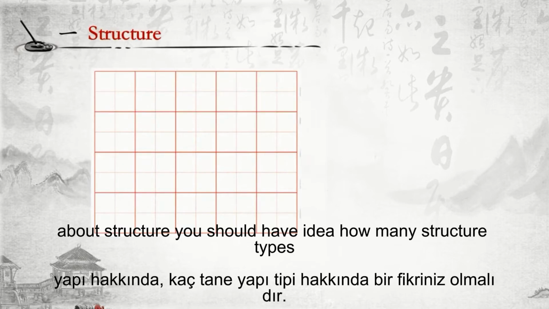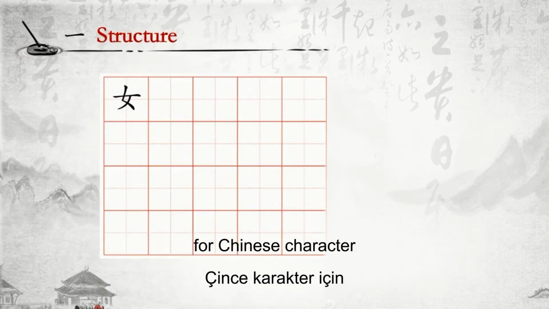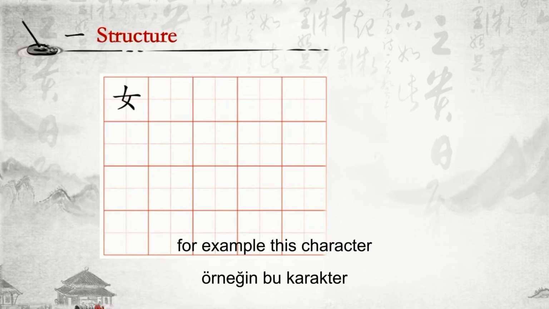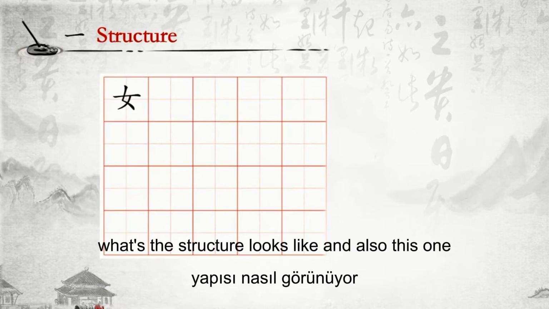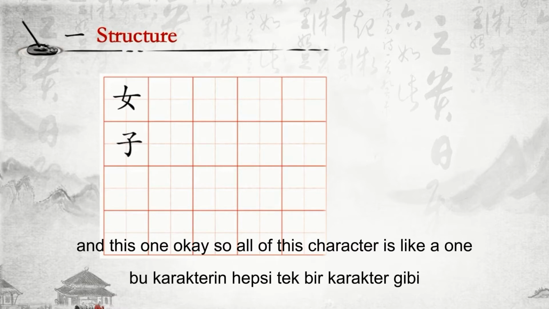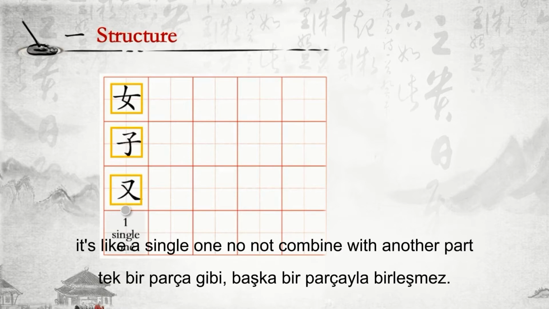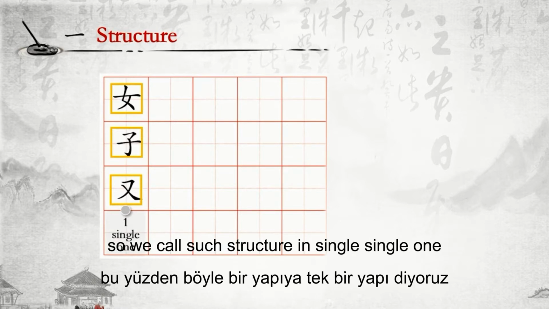Okay, now let's see structure. About structure, you should have an idea of how many structure types there are for Chinese characters. For example, this character, what does the structure look like, and also this one and this one. All of these characters are like a single one, not combined with another part. So we call such a structure a single one.